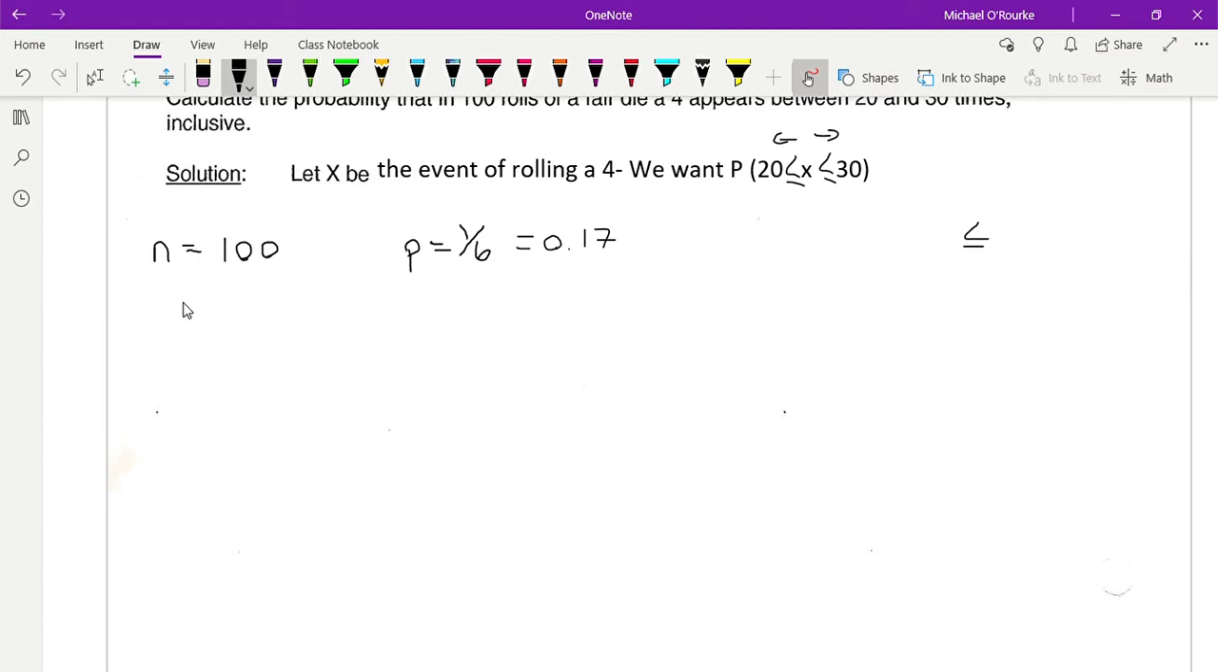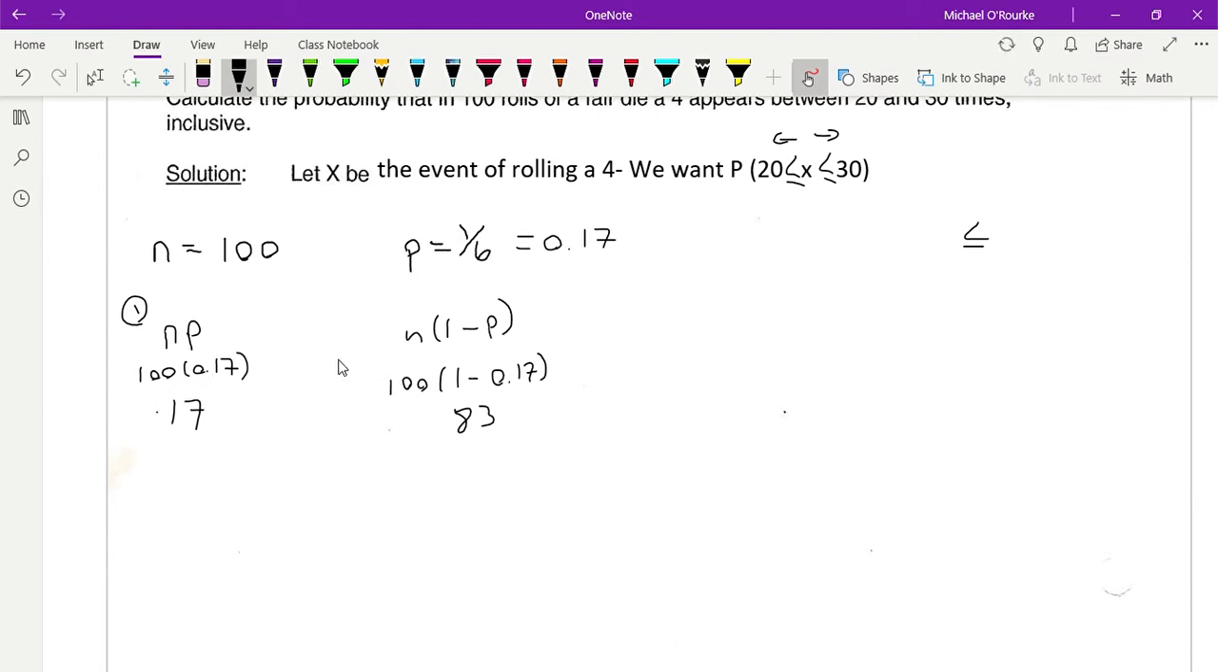All right, let's check first. Our 2 checks are N times P, right? And N times 1 minus P. So 100 times 0.17 equals 17, and 100 times 1 minus 0.17 is going to be 83, if I'm not mistaken. Is 0.17 just the probability here?